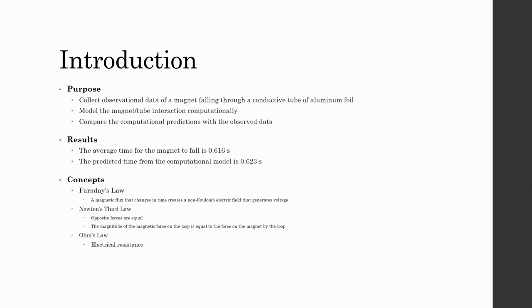Important concepts in this lab are Faraday's law, Newton's third law, and Ohm's law. Faraday's law states that a magnetic flux that changes in time creates a non-Coulomb electric field that generates voltage. Newton's third law states that opposite forces are equal. In the context of this experiment, the magnitude of the magnetic force on the loop is equal to the force on the magnet by the loop. Ohm's law relates to electrical resistance.